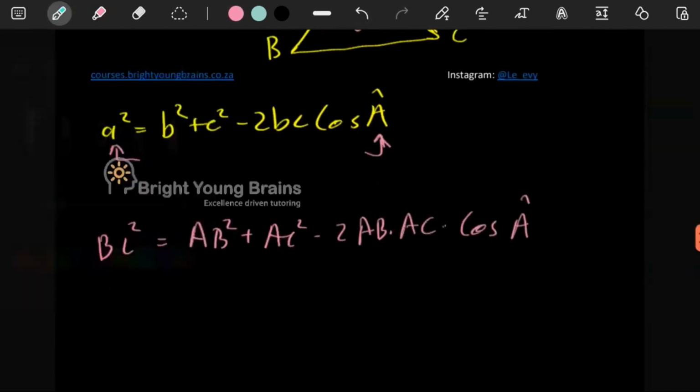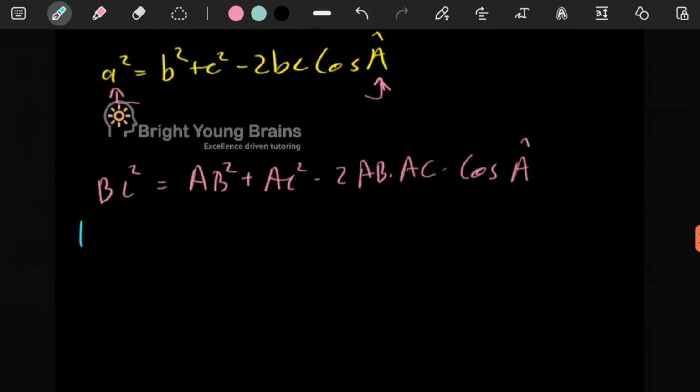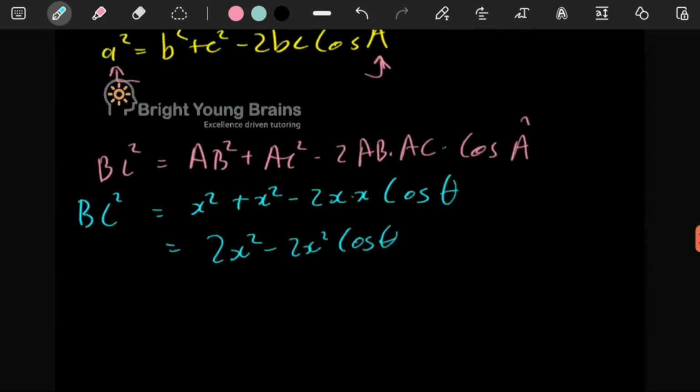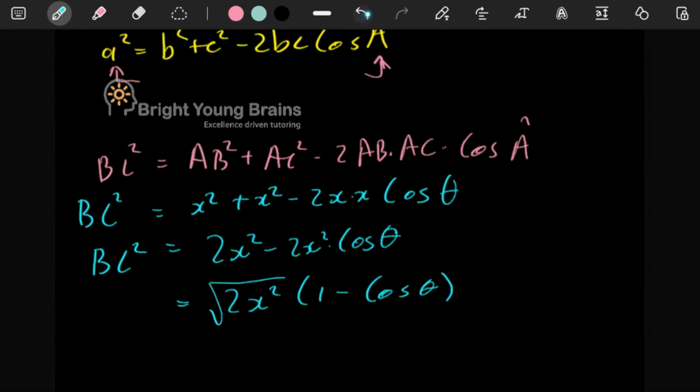So with all that being said, BC is what? We don't know. That's what we're trying to work out. AB is X, so this is X squared plus X squared minus 2XX, so that's going to be X squared. But don't make the mistake of canceling these two, because this one goes with the cos theta. You can take it out as a common factor, but don't get carried away.